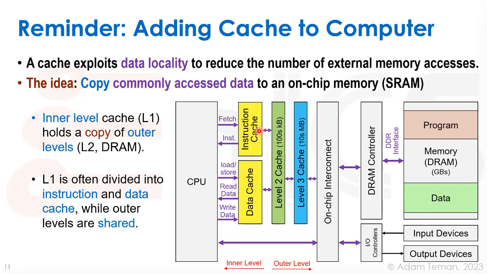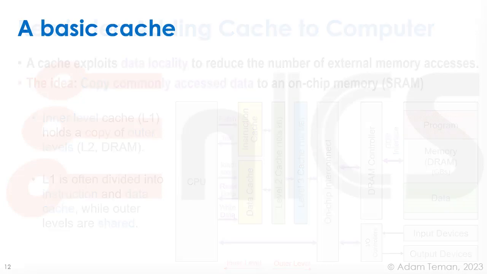Again, L1 is divided into the instruction cache and the data cache, where the other levels are going to be shared at least between instruction and data usually, and sometimes shared between multiple cores.